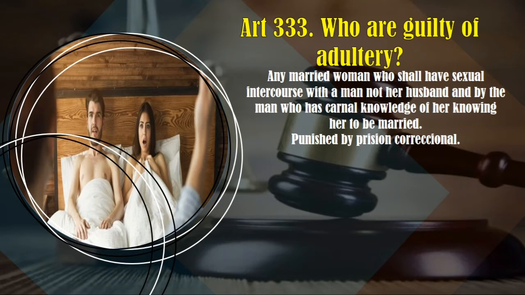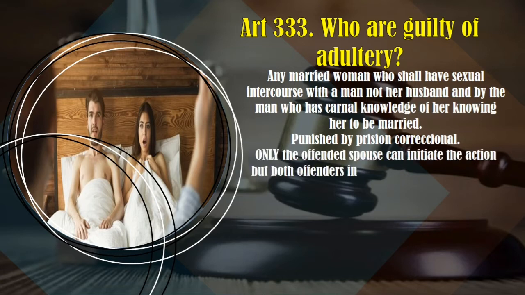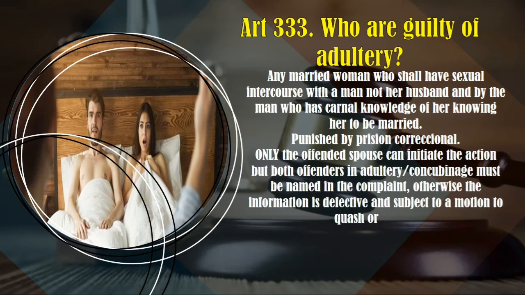Now class, please remember that only the offended spouse can initiate the action, but both offenders in adultery or concubinage must be named in the complaint unless one is already dead, where the fact must be alleged in the information. Otherwise, the information is defective and subject to a motion to quash.